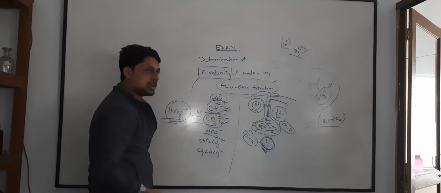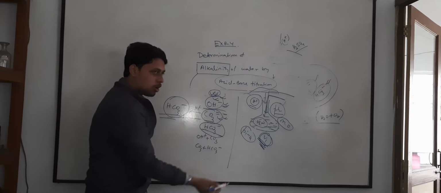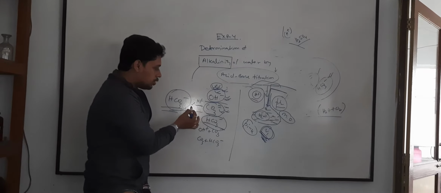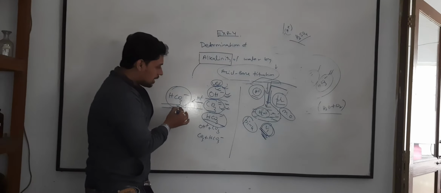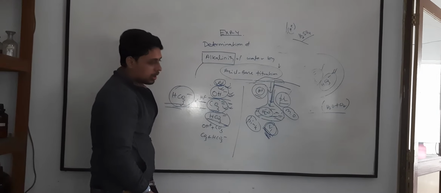Now what is the source of bicarbonate? Water may contain bicarbonate, or maybe after addition of acid, carbonate was converted into bicarbonate. So that bicarbonate will be responsible for the showing of color of the methyl orange.